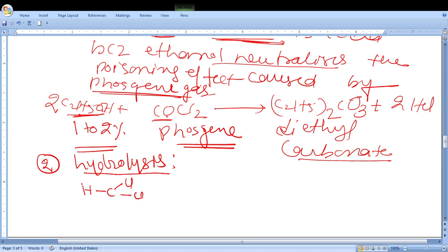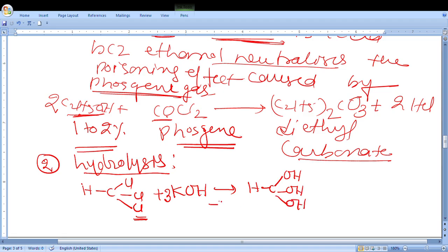CHCl3 plus KOH. This is basic hydrolysis. So we will take 3 KOH molecules because we have to substitute 3 Cl to form HC(OH)3, plus 3 KCl. So this is aqueous KOH. And 3 OH cannot be present on the same carbon.